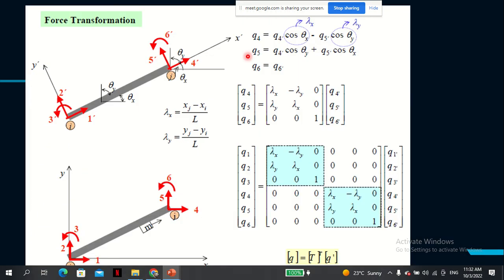the sine and cos. So as you can see, this is xj minus xi over L. That is cos, right? That is cos, and this is sine. So to transform, this transformation matrix again is very easy. So cos theta, sine theta, negative sine theta, cos theta, and this is 1. Again, this is cos theta, sine theta, negative cos theta.